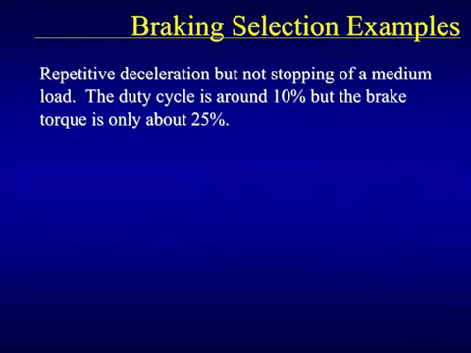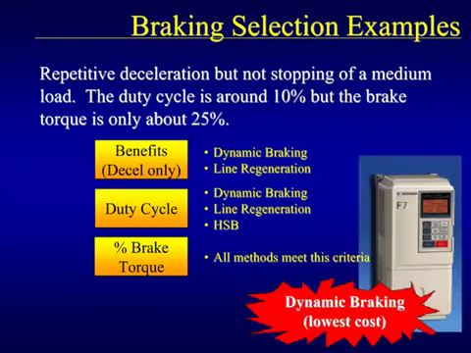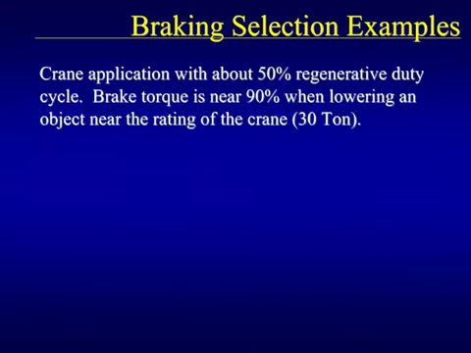Next, an application that has a repetitive deceleration but not stopping of a medium load. The duty cycle is around 10%, but the brake torque is only about 25%. Because DC injection and high slip braking are only used for complete stops, they are not viable options. Both dynamic braking and line regeneration meet the duty cycle requirements, and all braking methods meet the braking torque requirements. Dynamic braking is most suitable for this application because it meets all necessary criteria, but it is less expensive than line regeneration.